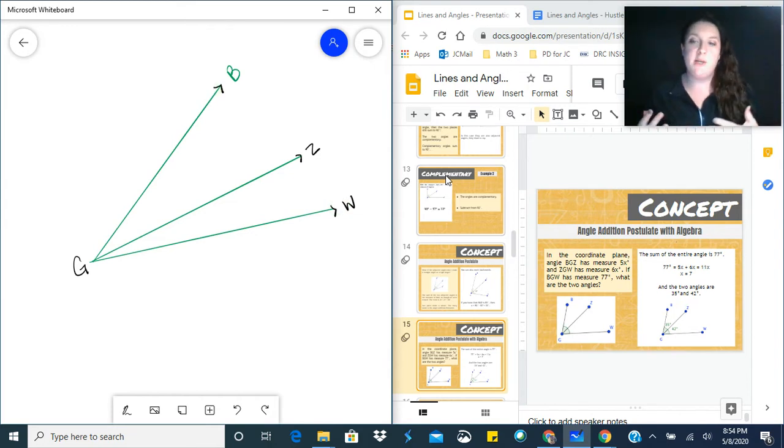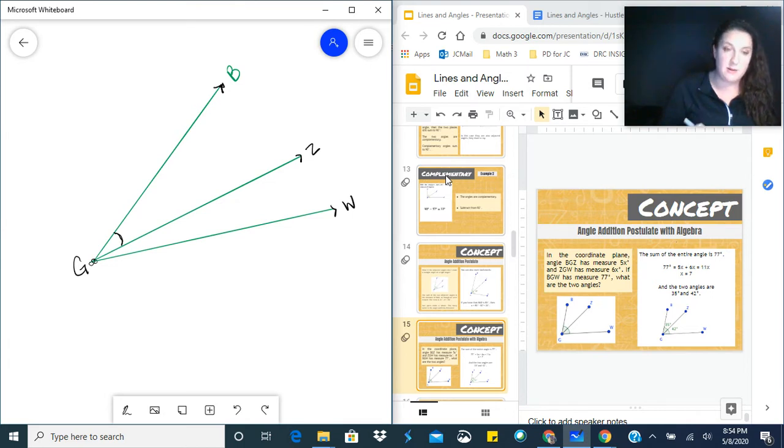The information tells us that BGZ has a measure of 5x. So B is here, G, Z. That is talking about this direct angle right here. Okay, this is equal to 5x degrees.